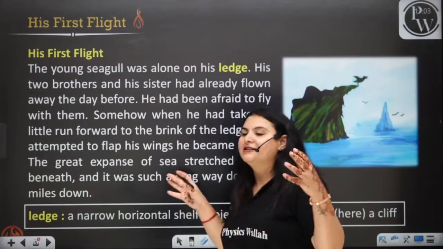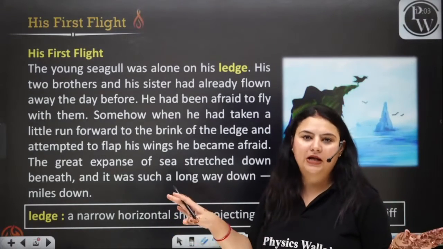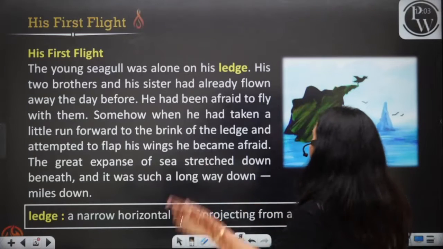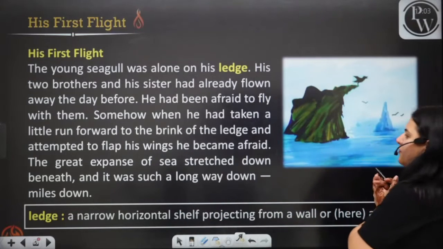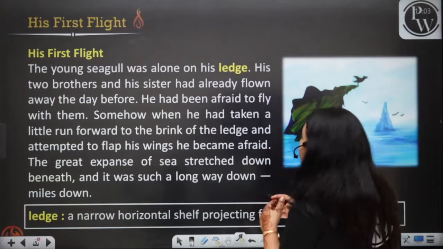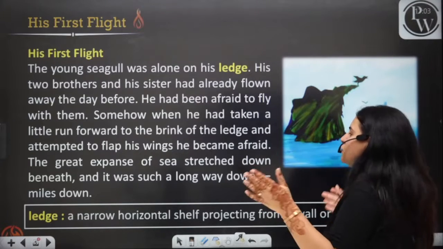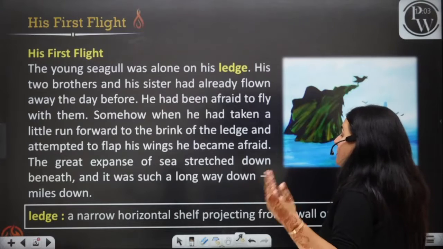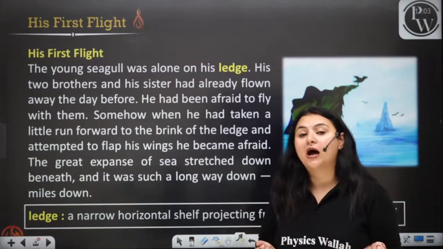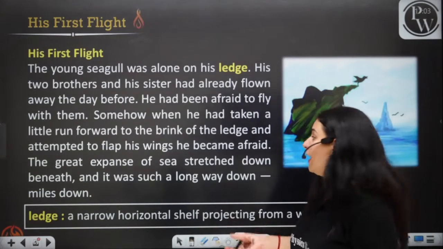Now we can see that his siblings have already flown a day before, but he hasn't. He had been afraid to fly with them. Somehow, when he had taken a little run forward to the brink of the ledge and attempted to flap his wings, he became afraid. Now, what happened? Why wasn't he able to fly?